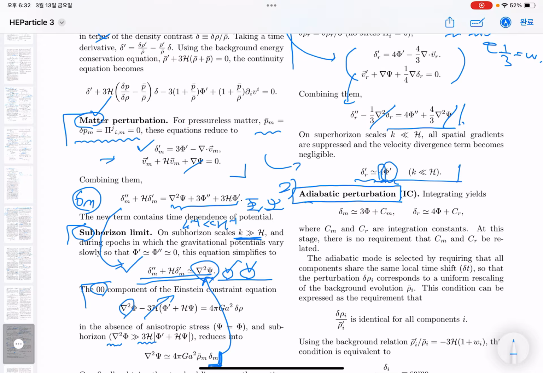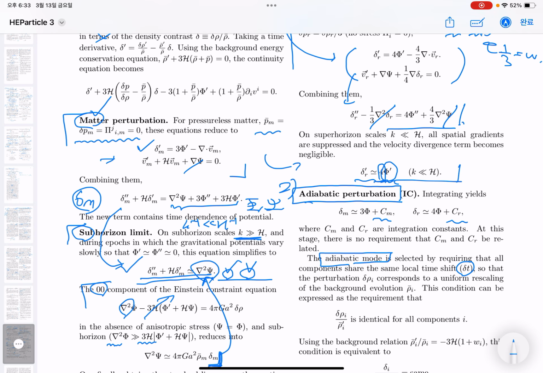But at this time, there is no specific condition for these constants. These constants are really independent. But for the adiabatic modes, the initial conditions impose a relation between these two constants, C_m and C_r, for the matter and the radiation. And for the adiabatic condition, all the components share the same local time shift δt.